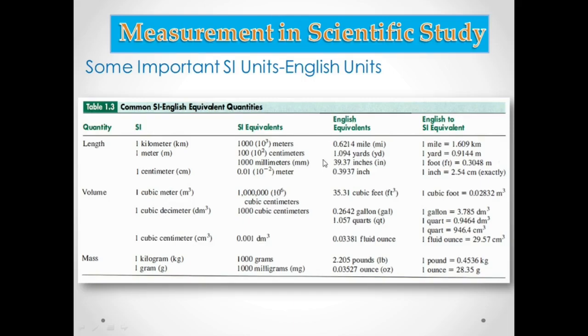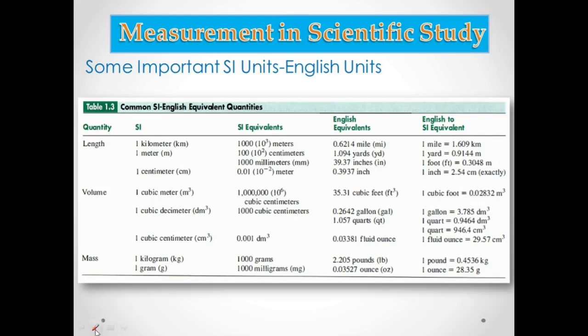For English equivalents, 1 kilometer is 0.6214 miles, or 1 mile is equal to 1.609 kilometers. 1 meter is 1.094 yards, or 1 yard is equal to 0.9144 meter, and so on and so forth. For volume, 1 cubic foot is 0.02832 cubic meter, or 1 cubic meter is 1 million cubic centimeters. 1 cubic decimeter is the same as liter, so 1 cubic decimeter is equal to 1 liter. And cubic centimeter is also the same as mL.